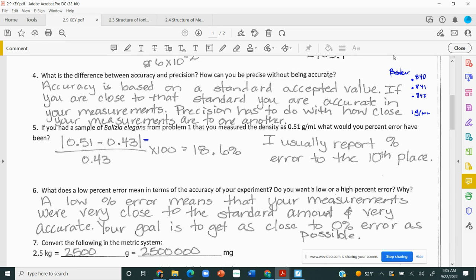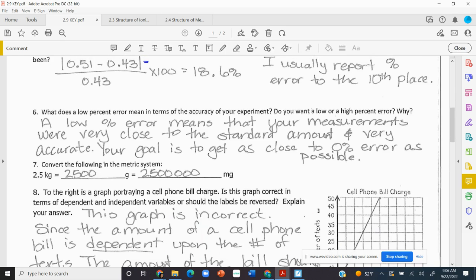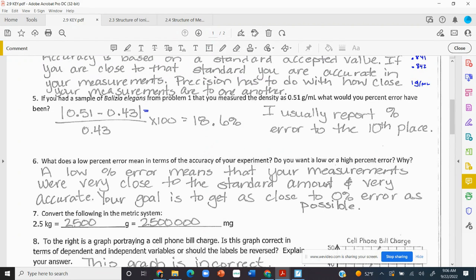So typically I report the percent error to either the tenths or the hundredths place. I'll take it however you want to give it to me, as long as it's at least to the ones. But usually it's reported back to the tenths, or hundredths. Any other questions on percent error?